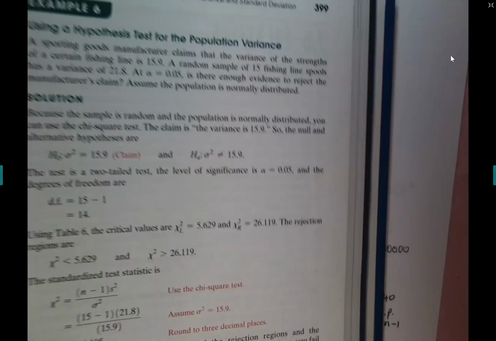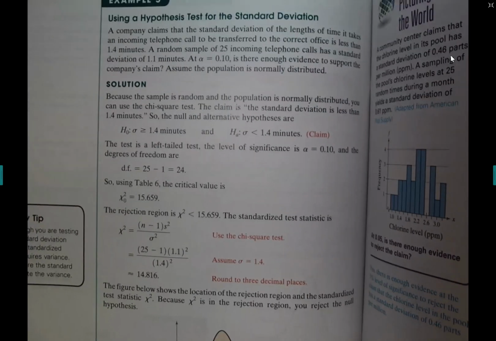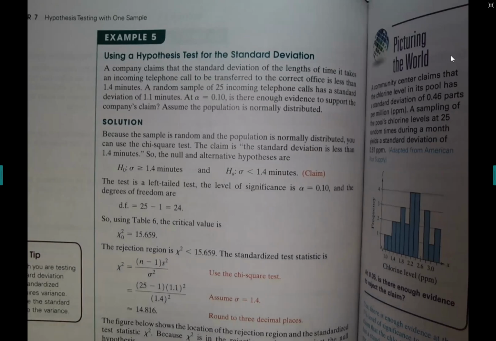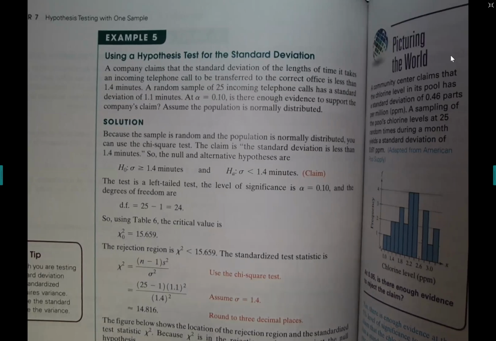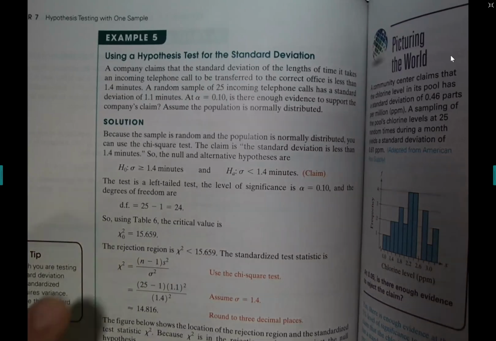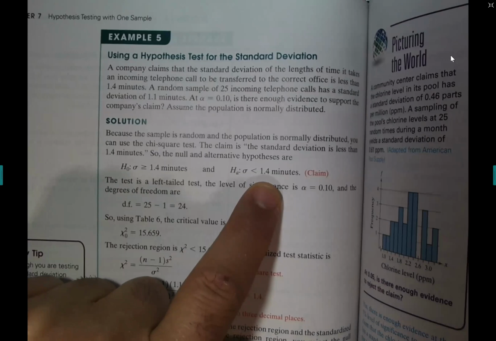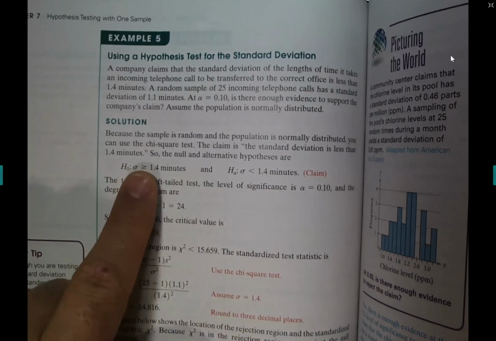Yes, right here. Watch. And these are all available, guys, in the book, so you can just see them. Watch what it says here. A company claims that the standard deviation of the length of time it takes an incoming telephone call to be transferred to a correct office is less than 1.4 minutes. It didn't say variance, it says standard deviation. So look what the author put, sigma, which is fine. Less than 1.4 minutes, that's the claim, and then greater than or equal to 1.4 minutes.